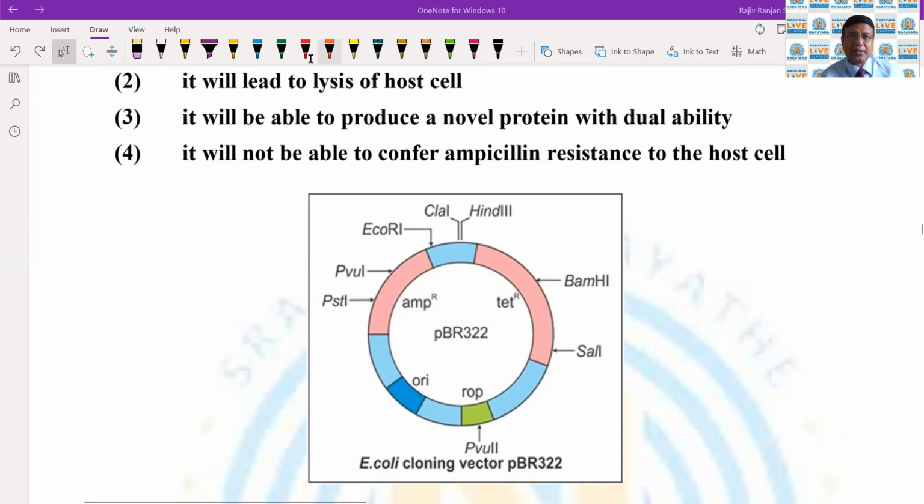So we may find here this PstI. PstI is a restriction site that has been added in this plasmid, which is acted upon by the restriction enzyme derived from the bacterium Providencia stuartii. The question now says that a gene is inserted in PstI. This gene is inserted in PstI.